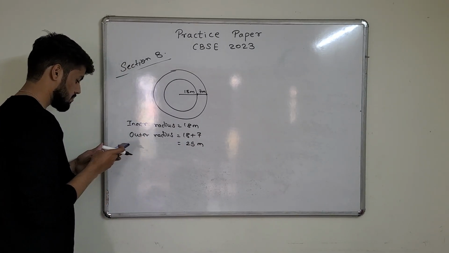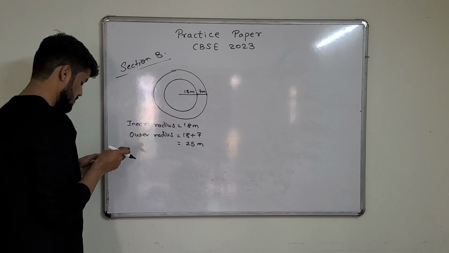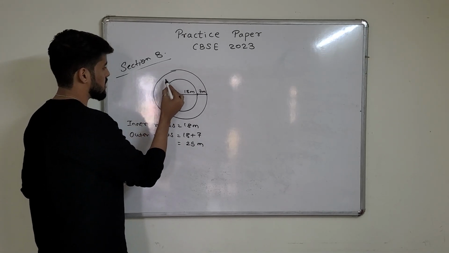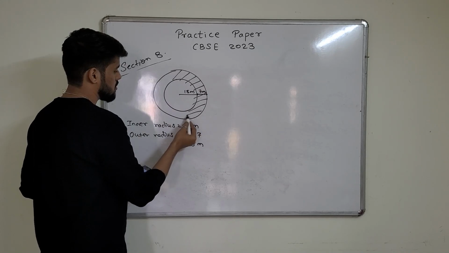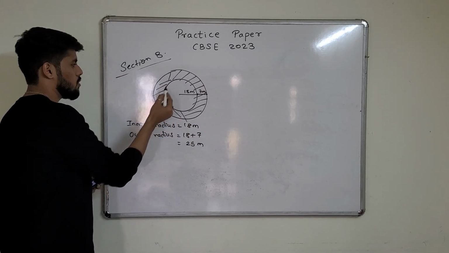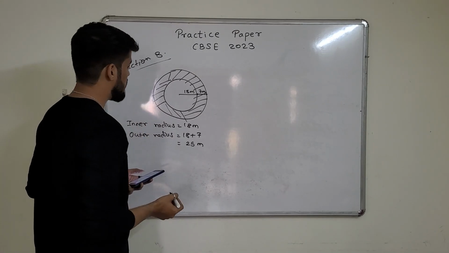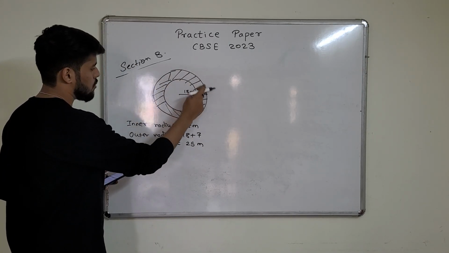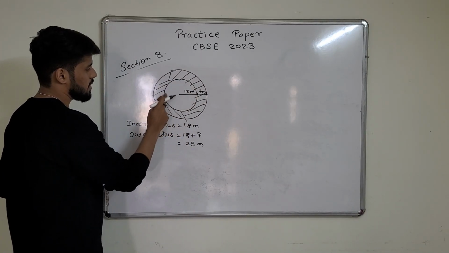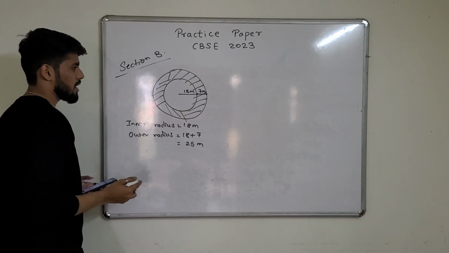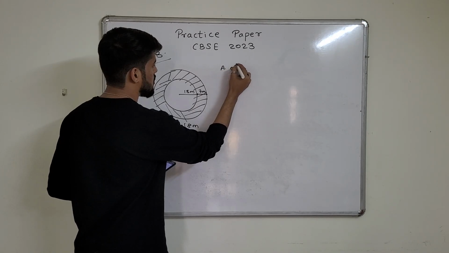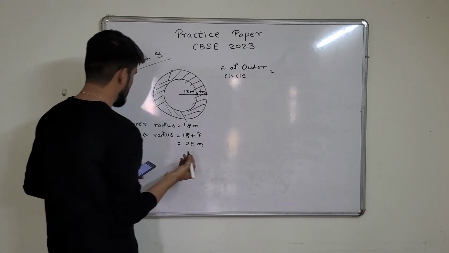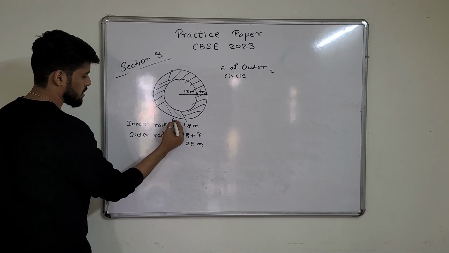Okay, now we need to find the area of the path. That means we need to find this shaded part. So how will we find this? We need to just subtract the areas. First we need to find the area of the outer circle, then we need to find the area of the inner circle, and then we need to subtract. So area of outer circle. We consider this as capital R and this as small r.